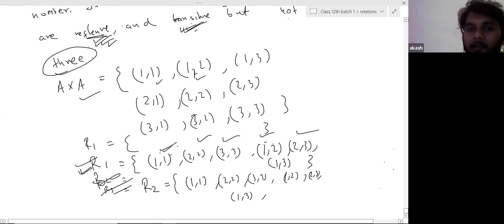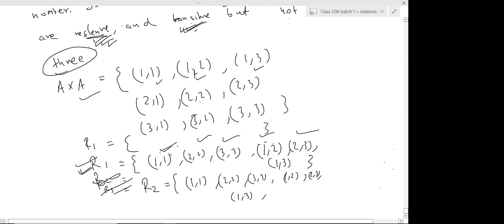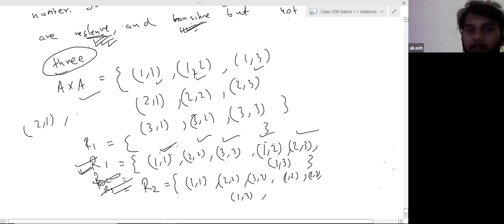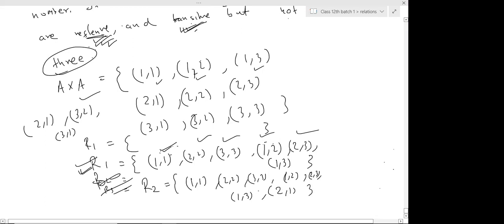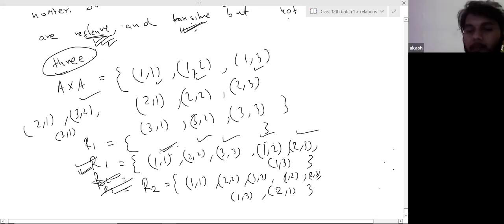What elements remain? This we have written, this we have written. The ones not written are (2,1), (3,2) and (3,1), right? These three we have not written. So can we add (2,1) here? Does it change anything we need to write in this set? Let's see. This is still not symmetric because (3,1) is not there, right? And this is reflexive, but not symmetric.